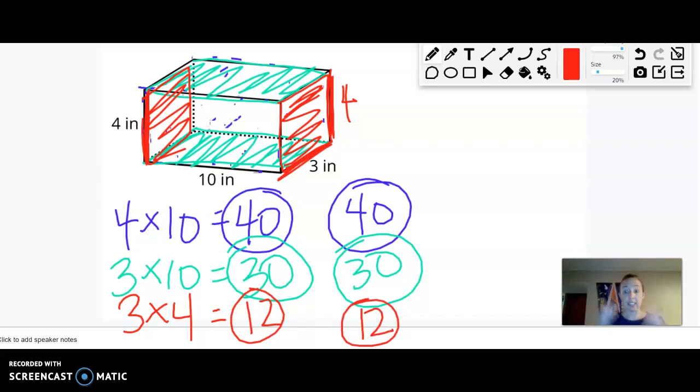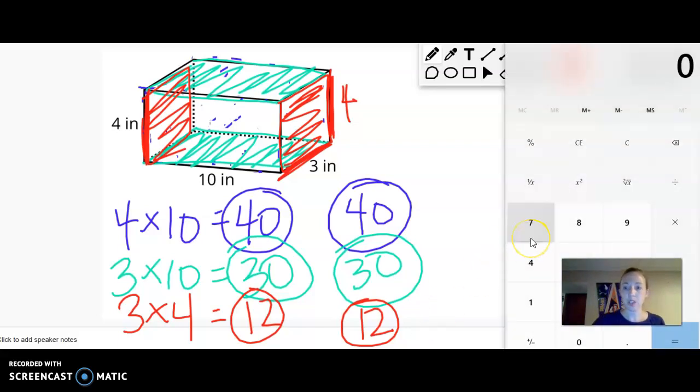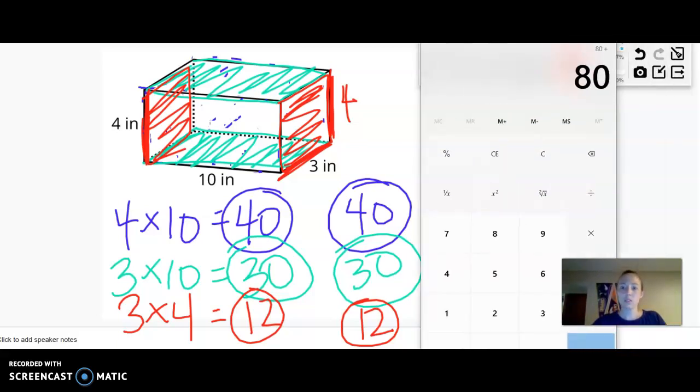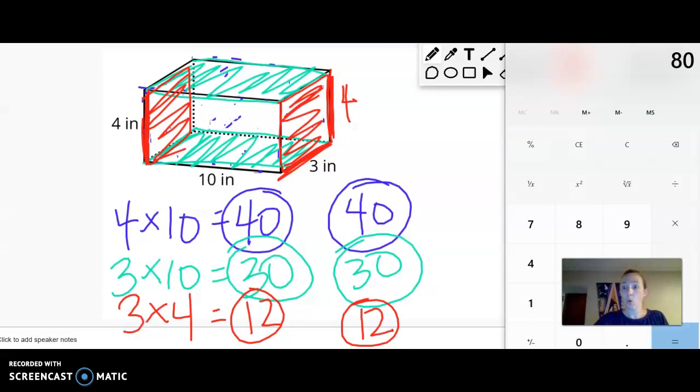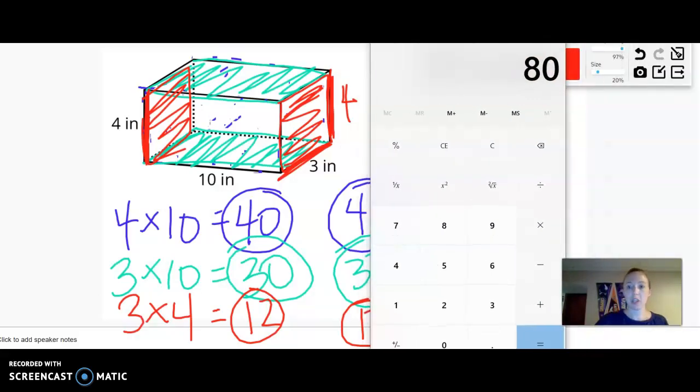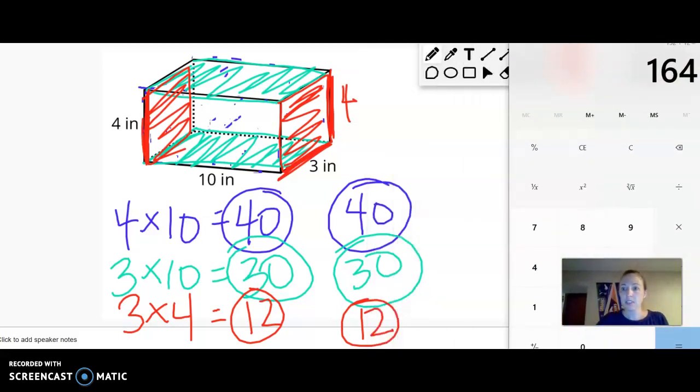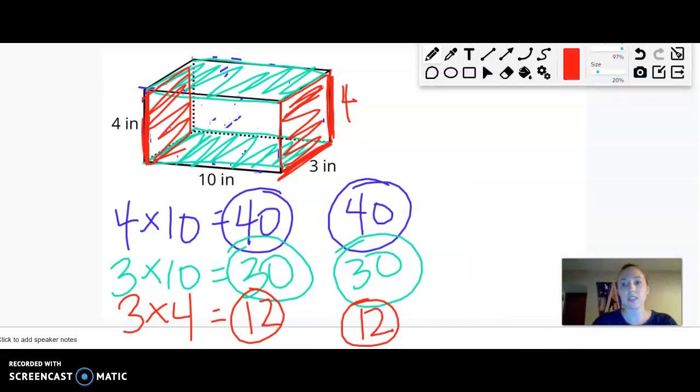Once I have all 6 faces, I can add those together. I'll pull up a calculator. So if I do 40 plus 40 plus 30. Oh, this calculator is behind my face. It doesn't like it when I do that. Oh, sorry. I didn't mean to make that big. All right. 30 plus 30 plus 12 plus 12. Hopefully I got all the numbers. 164 is my total surface area.